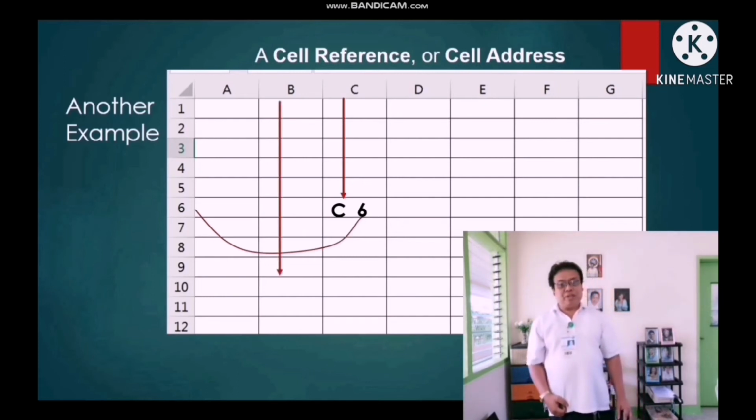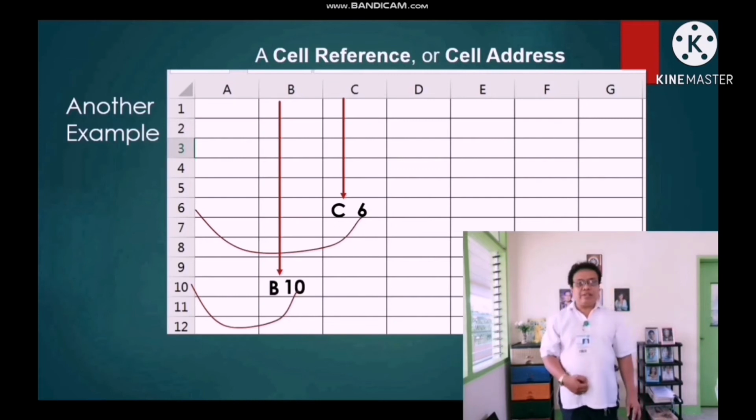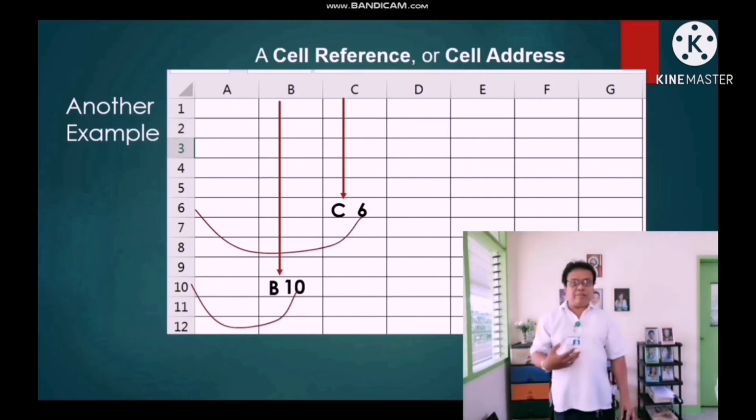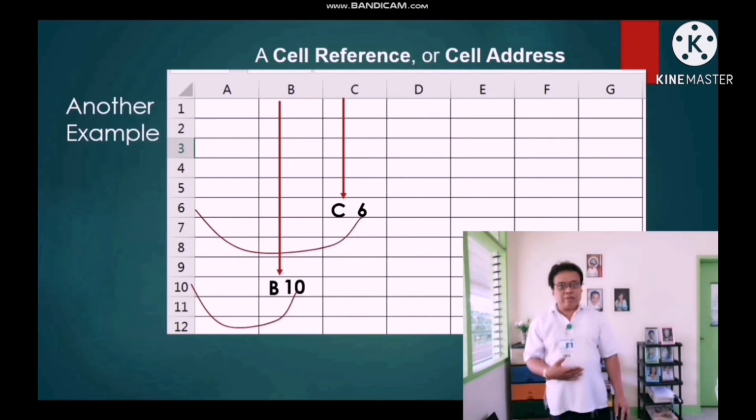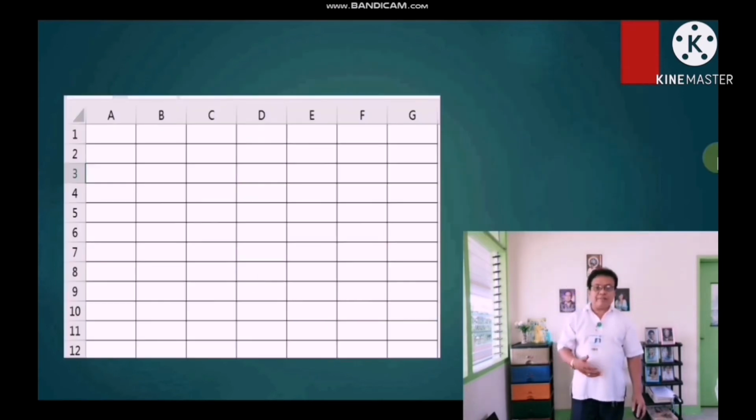We have also B10. So B represents the column and the number 10 represents the row. So we have C6 and B10. That is the cell address.